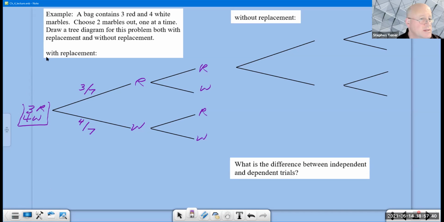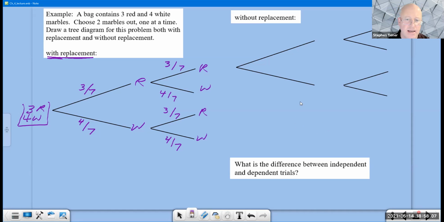Now this time it says with replacement, meaning all 7 marbles remain in the bag. And so the probabilities going upward are going to remain 3 out of 7 to go up to red, and 4 out of 7 both times to go down to white. Each draw, we say, is independent of the previous one.